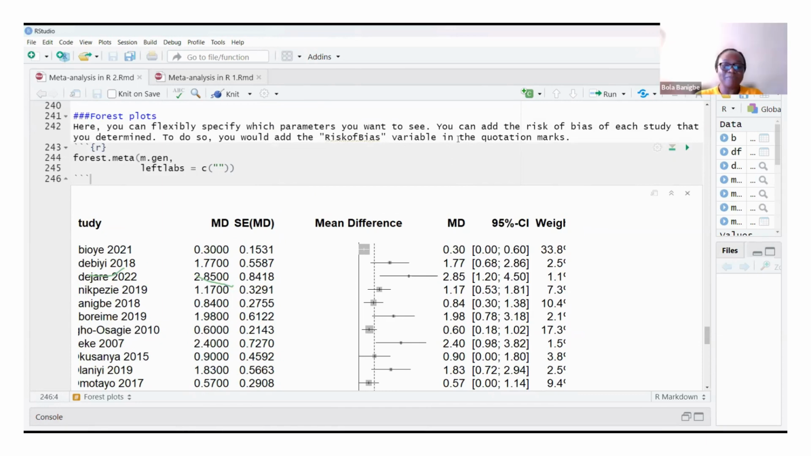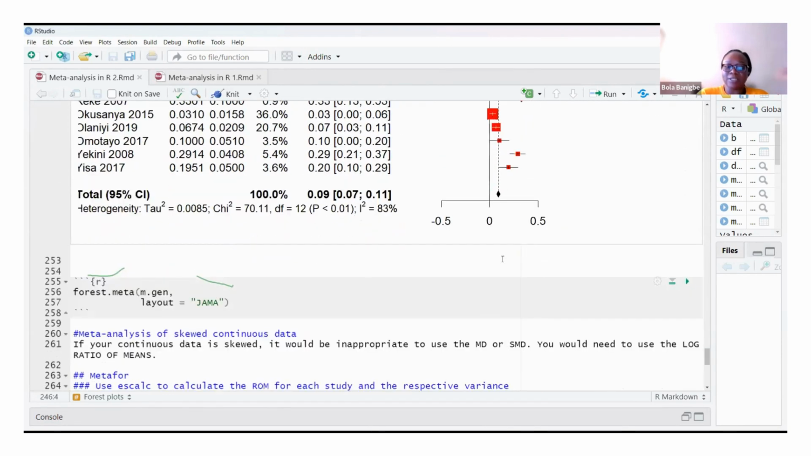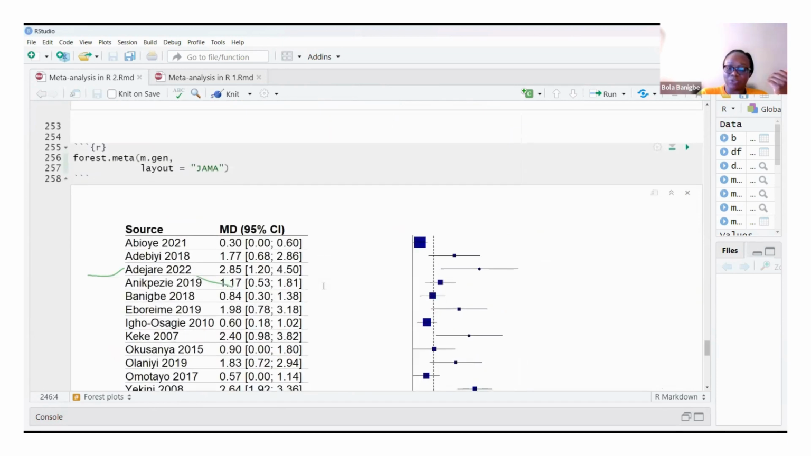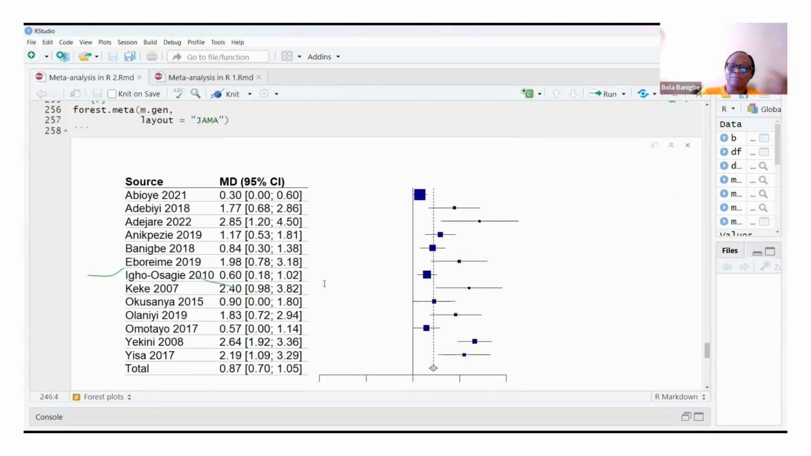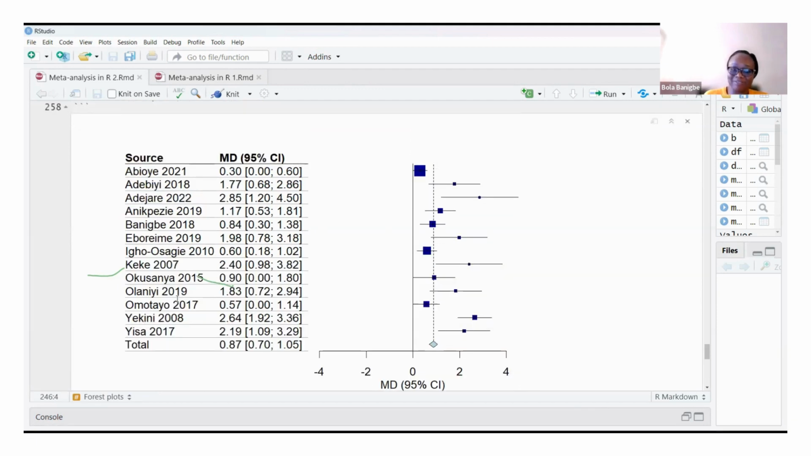Okay, thank you. So basically, using the meta package, you have a bit more flexibility with your forest plot than when you use metafor. Here you can also specify the layout you want, with nice pretty colors. If there's a journal you want to submit to and they have their own layout, like JAMA, as we saw last week, you can do that too. I'm not explaining the forest plot again because it's the same forest plot we saw earlier, just a different layout. So, questions, comments, thoughts?